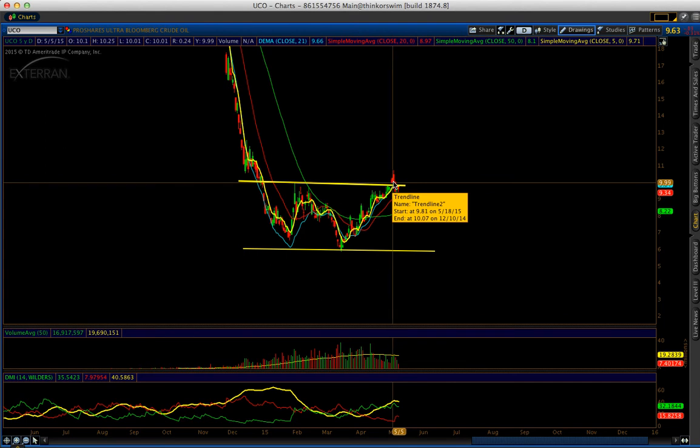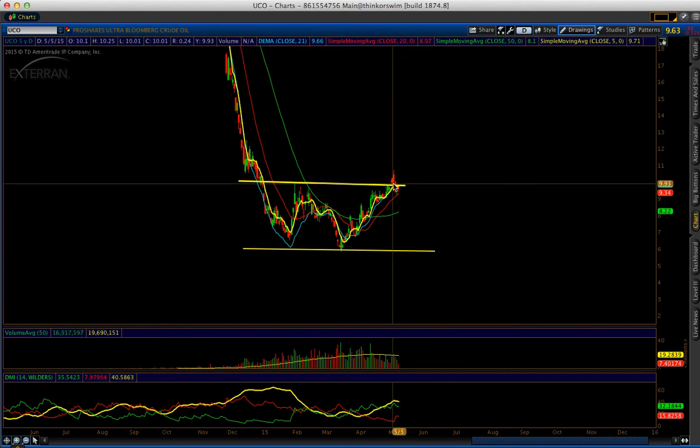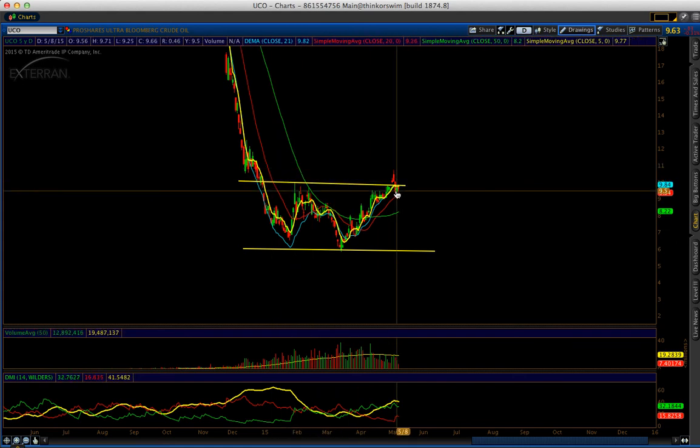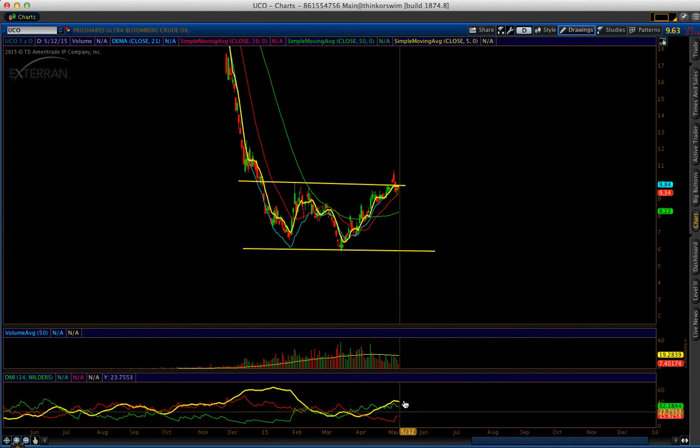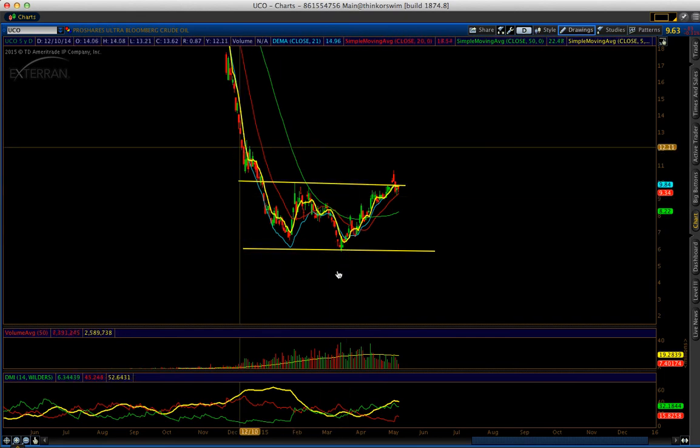That was on May 5th. The next day, May 6th, it confirmed the breakout. This is strong resistance. But the next day, boom, down. So I'm thinking this is moving sideways right here, but it looks more bearish than bullish. The DMI looks bullish. But always be careful that price is king.